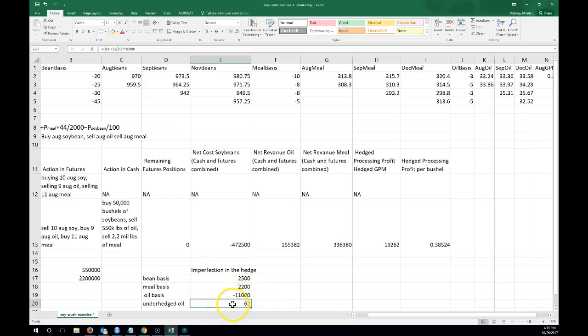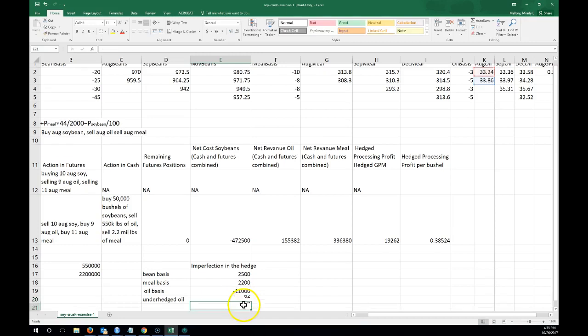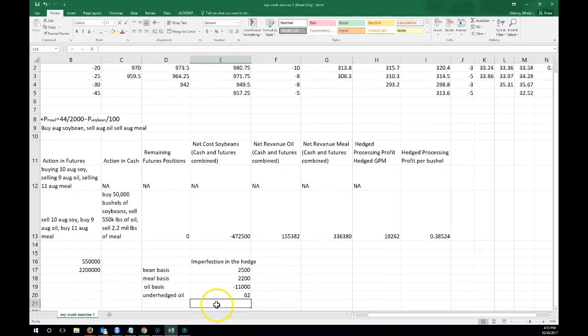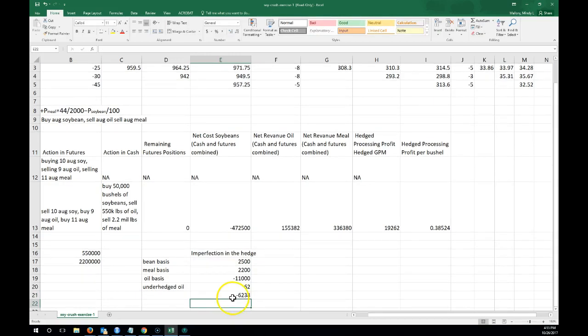Now, the last thing is that we had 10,000 pounds that were not hedged, and because the price went up from July to August, that was actually good for us. We made whatever that difference is, 33.86 minus 33.24, and we made that on 10,000 pounds. So that only gets us $62, which isn't that much. If we add all these things together, we can see that we end up in the hole minus $6,000 because of this basis move in oil.